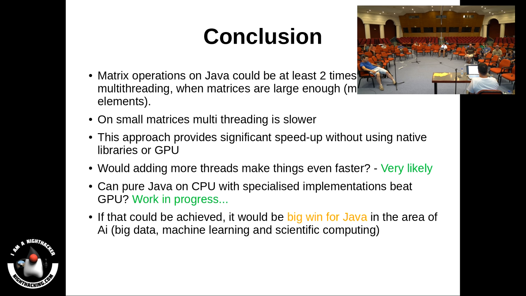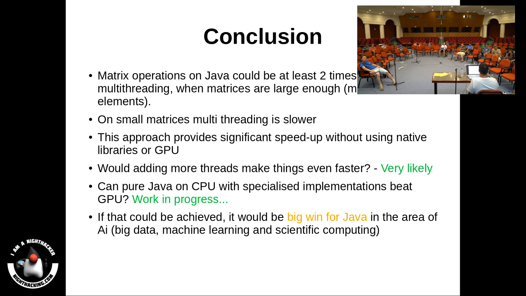How much is the speed up? So would adding more threads make things faster? Well, very likely. You can easily add not two, but four or more threads, which should roughly correspond to the number of cores or threads on a CPU.